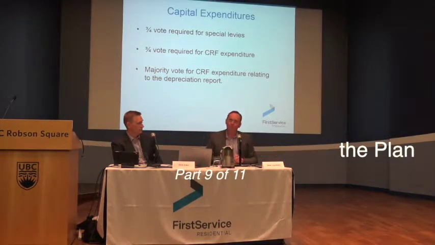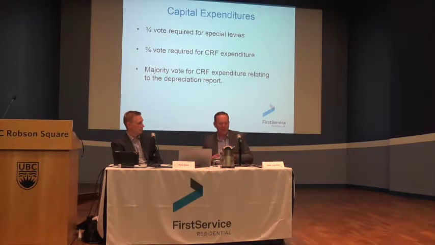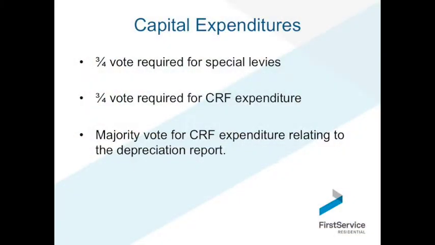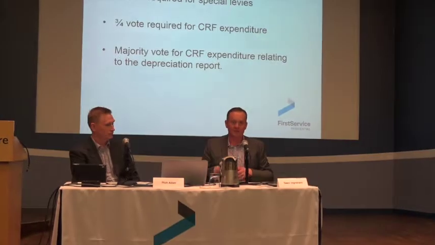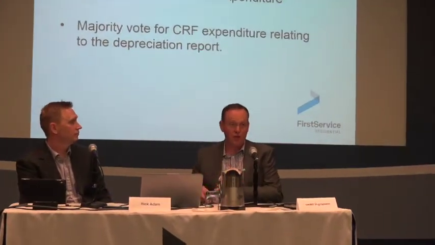Capital expenditures. When you plan on having this money expensed out of the CRF, the government has made it easier. If you have a depreciation report, and it says the windows should be replaced at this time, you only need a majority vote to expend those funds from the CRF. All of you council members know it's usually a 3/4 vote to expend funds from the CRF, but if it's in your depreciation report, it's easier to get it passed.